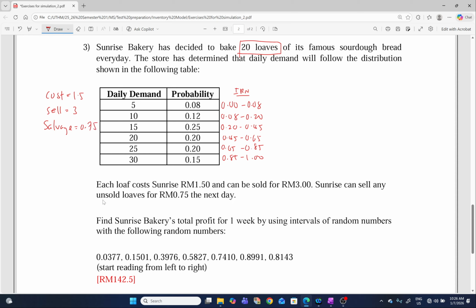So roti ni you akan dapat next day, hari seterusnya kepada murah. Dia punya harga dia murah lah.